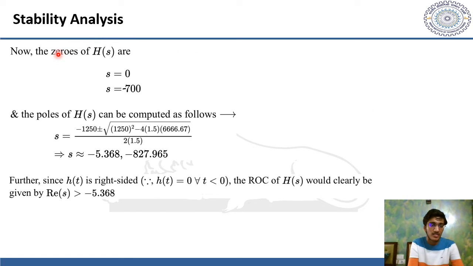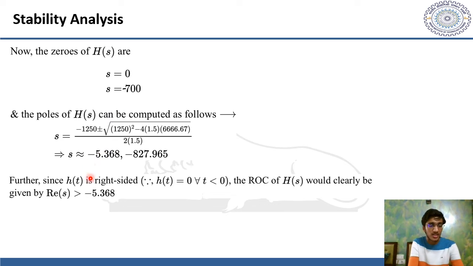As already discussed, zeros can be found by setting the numerator to 0, and this would yield S equal to 0 and S equal to minus 700 as the zeros of HFS. The poles of HFS can easily be computed by solving the quadratic equation in the denominator of the expression for HFS, and as a result S is equal to minus 5.368 and minus 827.965 are approximately the values of the poles of the transfer function.